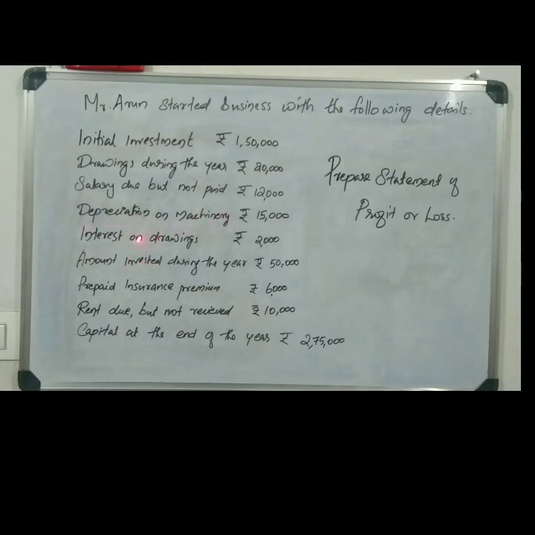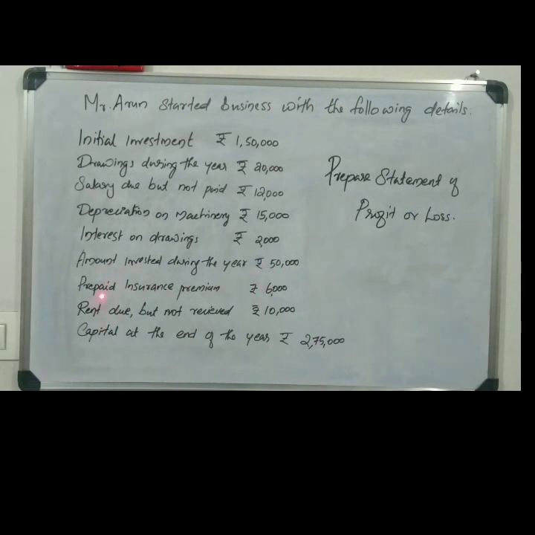What is depreciation? It is the loss of value due to wear and tear of machinery, which is 15,000 rupees. Then there is interest on drawings. That means Arun has taken drawings of 20,000 during the year and he has paid interest on drawings of 2,000 rupees. Amount invested during the year. That means additional capital invested during the year, which is 50,000 rupees. Then there is prepaid insurance. Insurance paid in advance, which is 6,000 rupees.